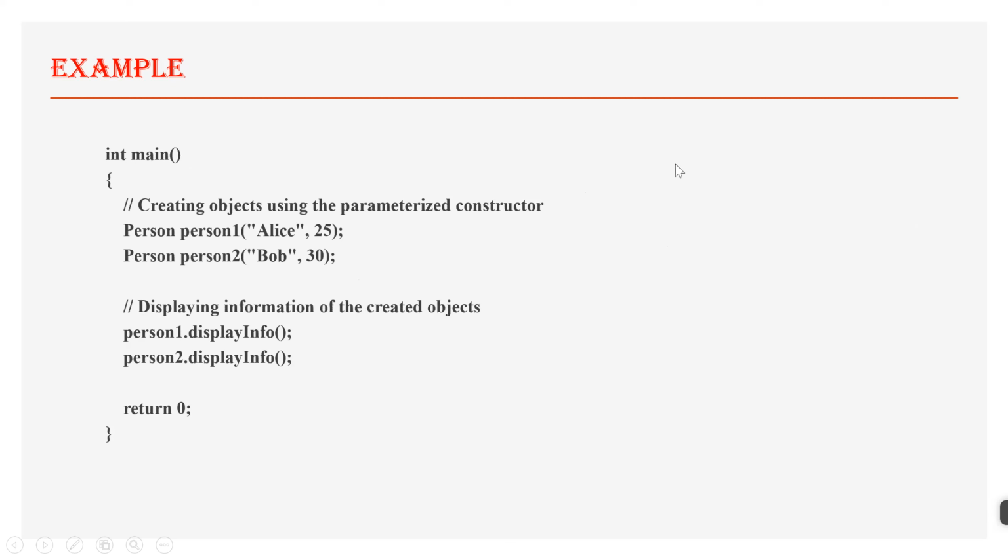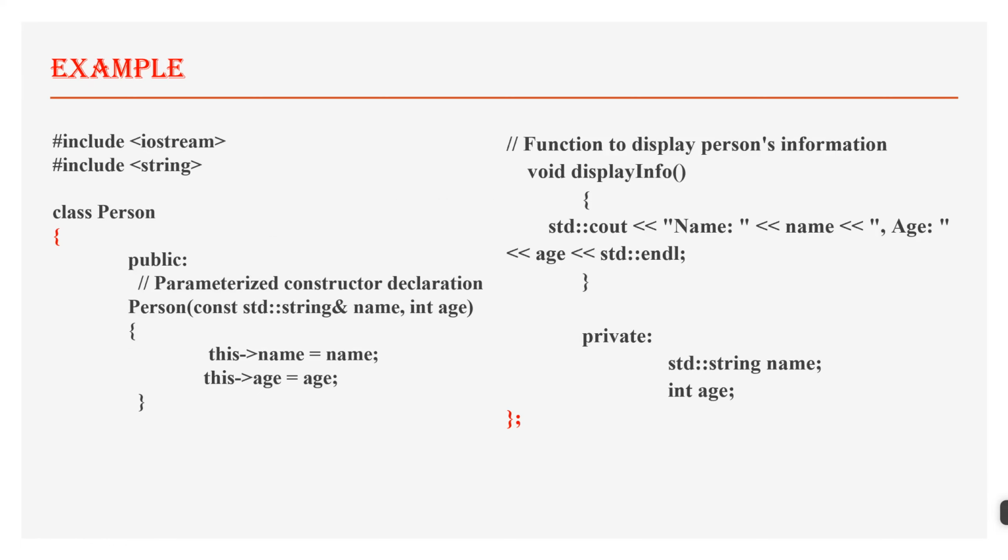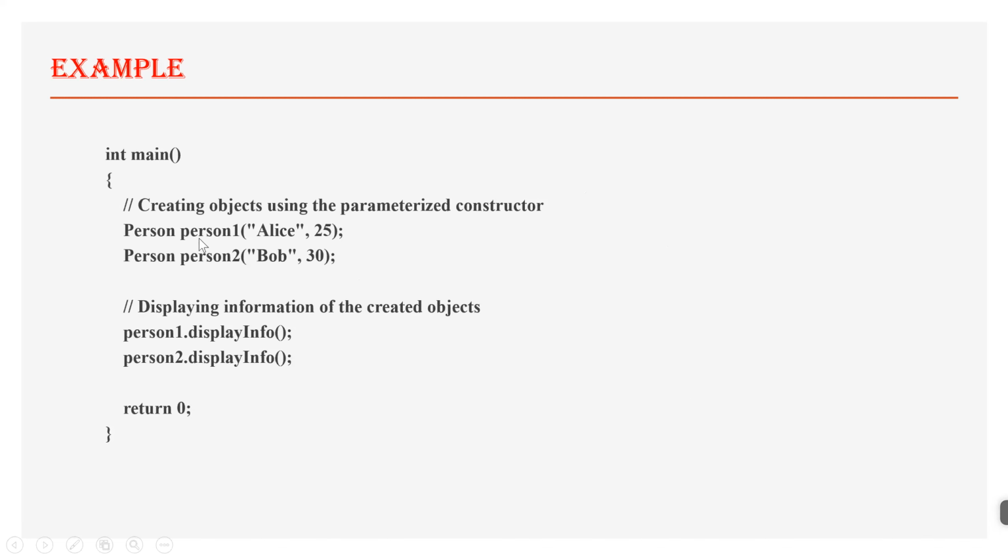So person1 is alias, 25, person2 is Bob, 30. Now I'll be displaying person1 information wherein name becomes alias and age becomes 25. Person2 display information where name becomes Bob and age becomes 30. So the only difference you can observe here is I am initializing the object through constructor, by passing the arguments from the main program.